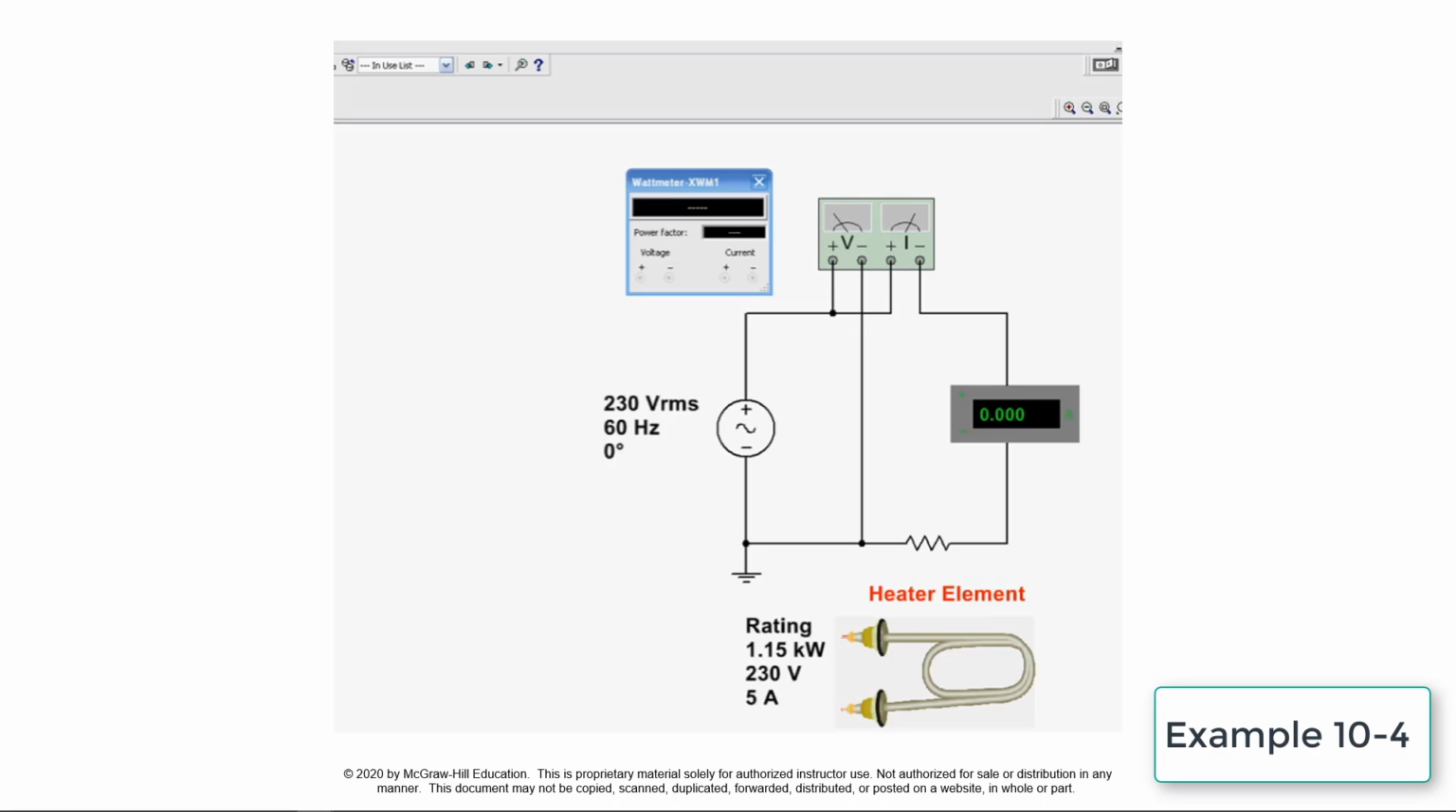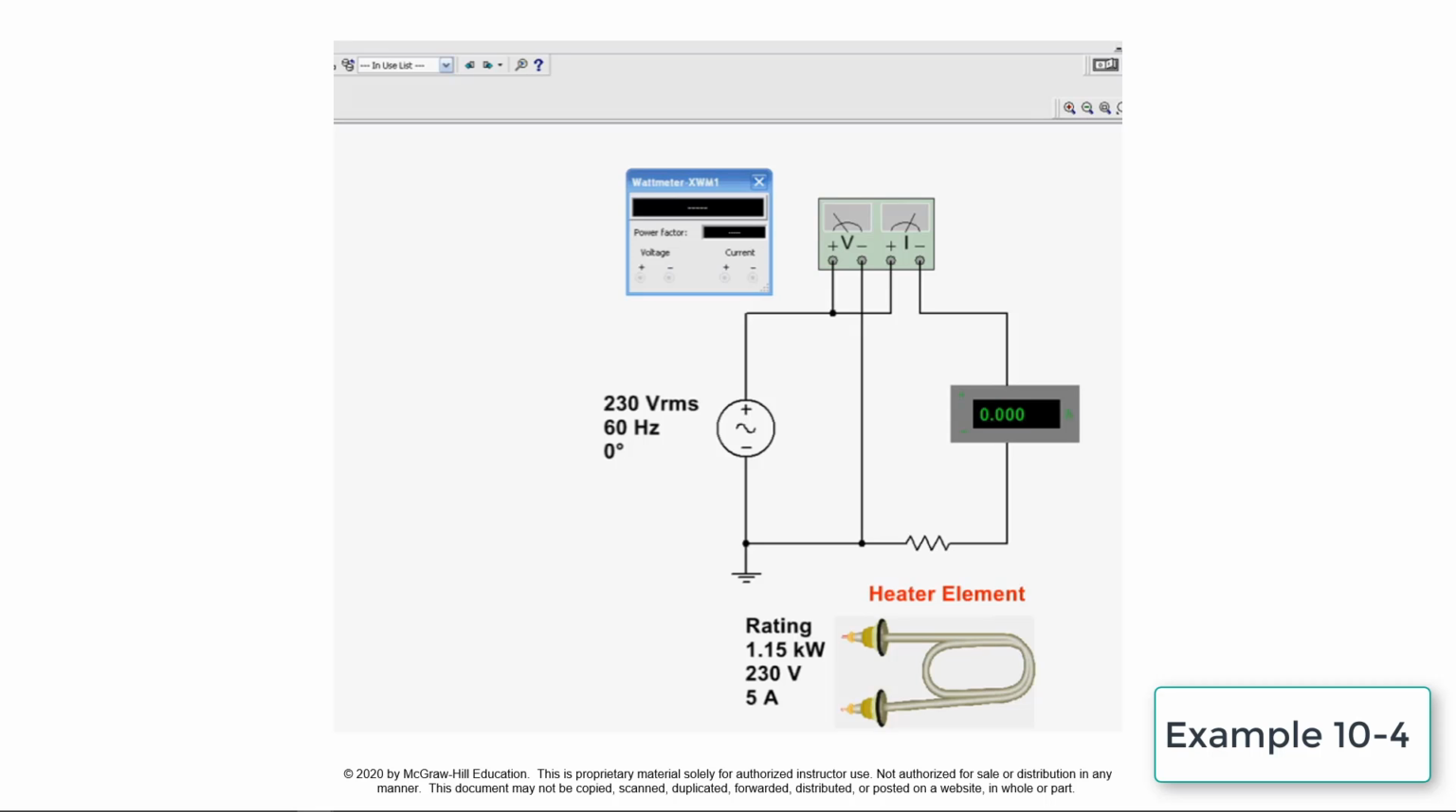This circuit simulates the calculation of power to a heater when voltage applied is below its rated value. The resistance of the heater element remains the same at all times and is calculated based on the rated voltage and current values. For this heater element, R equals 230 volts divided by 5 amps, which equals 46 ohms.